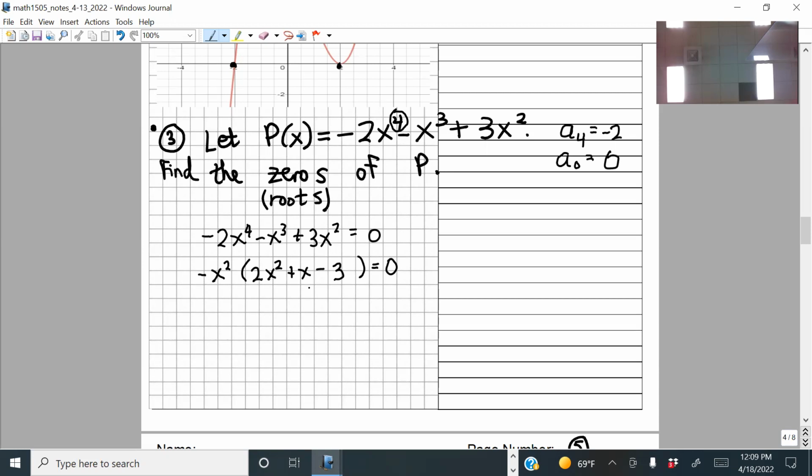Which means already what's one root? 0. Yeah, we know from this factor that we're going to have 0 as a solution, but we may have others, and we can find the others by factoring this. Okay, let's try factoring the 2x squared plus x minus 3. See if y'all can make that factor.